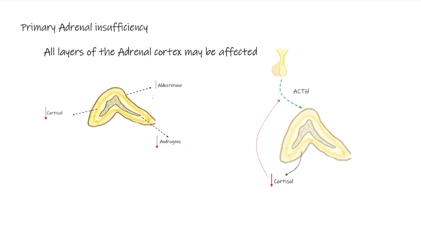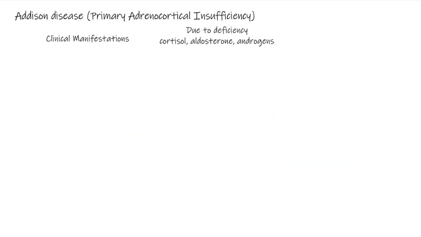When cortisol falls, negative feedback on the hypothalamus and anterior pituitary decrease. As a result, ACTH rises. This is the typical pattern seen in primary adrenal insufficiency: low cortisol and elevated ACTH.